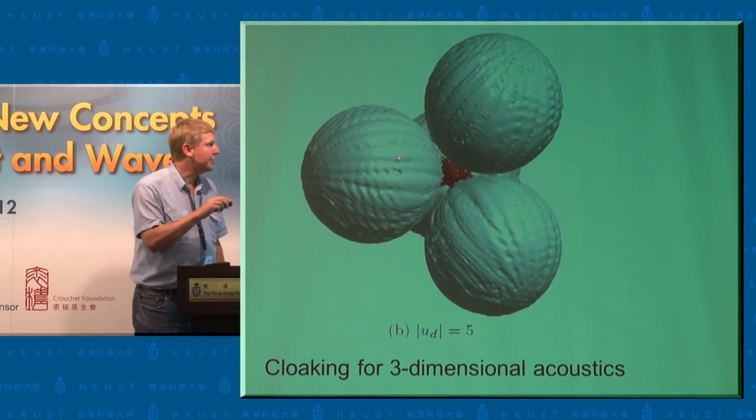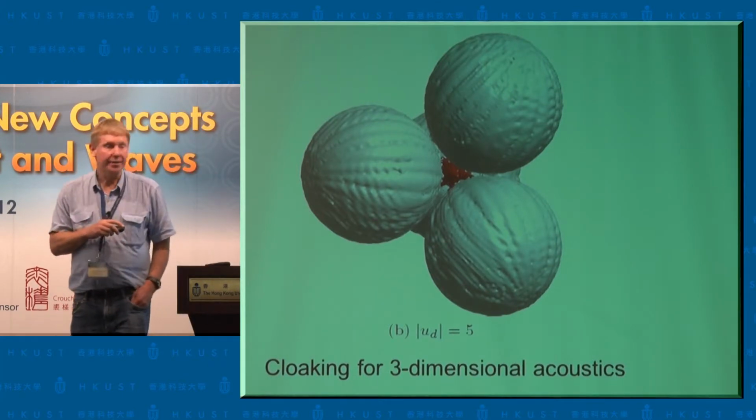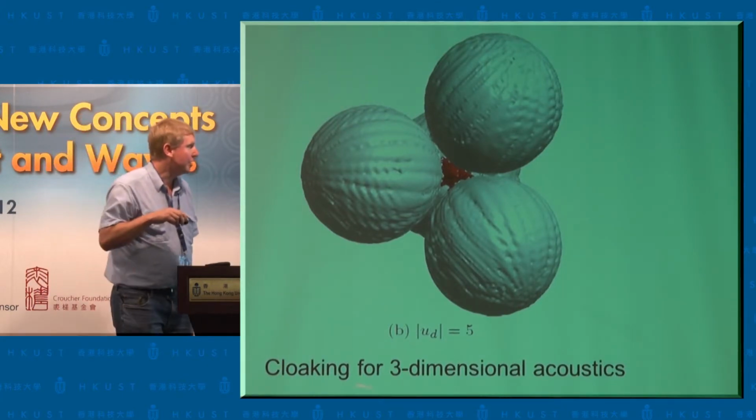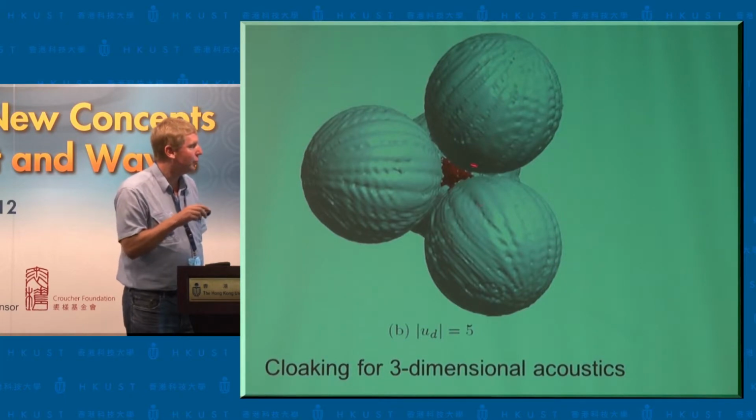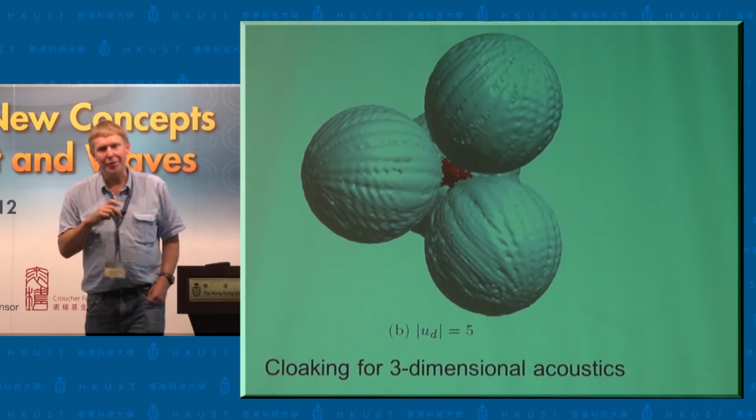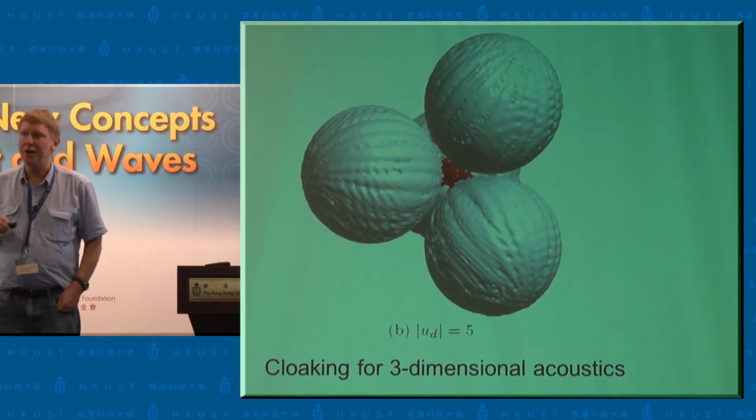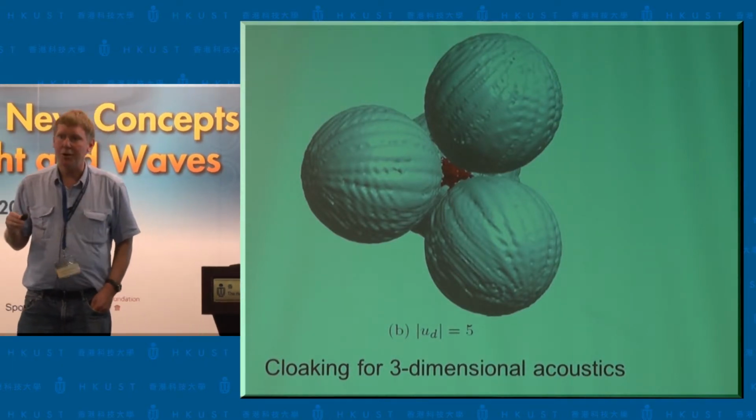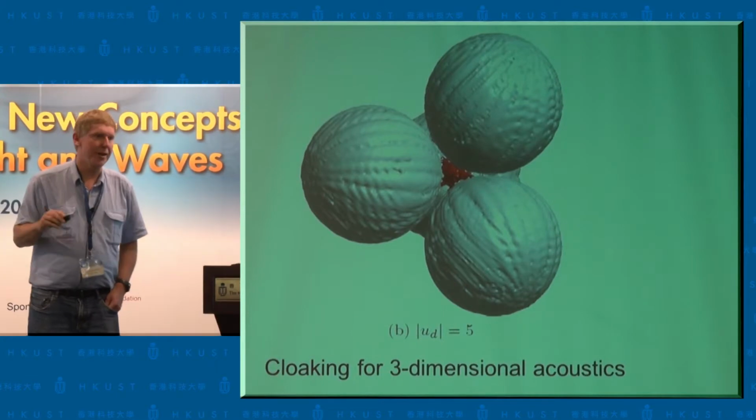And the same works in 3 dimensions as well. And so this is for 3-dimensional acoustics. You've got 4 sources that you need. And you create a small red region here, which is the cloaked region, which cloaks you against incident fields. However, using this approach, you need to know the incident field in advance or have the incident field slowly varying.